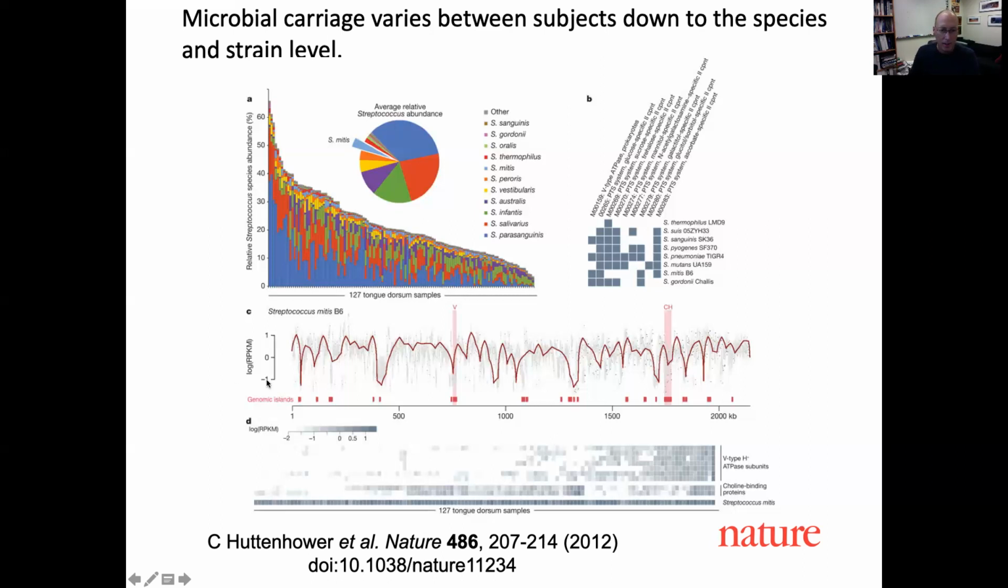This is looking at genomic variation within one species, Streptococcus mitis, which is quite common in the mouth. That's the light blue one here. It's not a huge component of the streptococci, but it's pretty consistently there. And what this is showing is the presence of different parts of the genome, some of which are there in virtually all of the isolates, and some of which are not very common at all. Now, this is a log function, so, well, anyway, we won't go into that further.